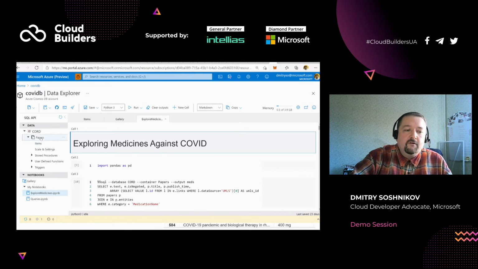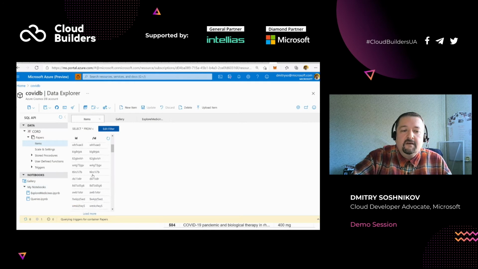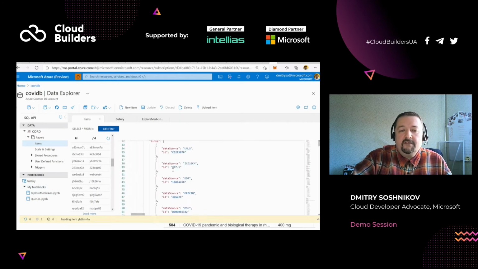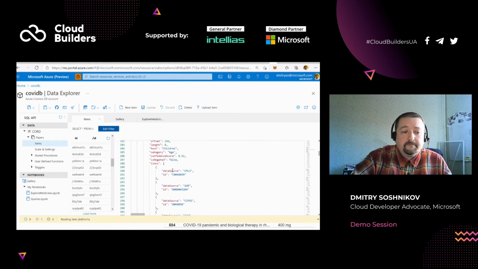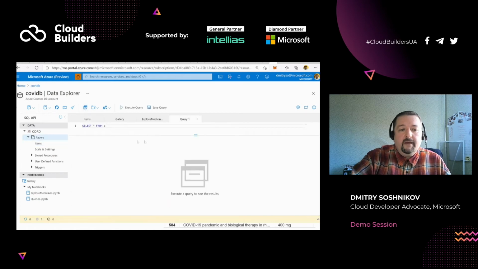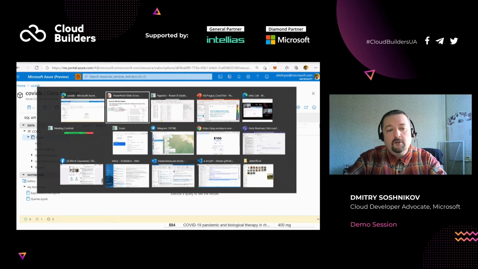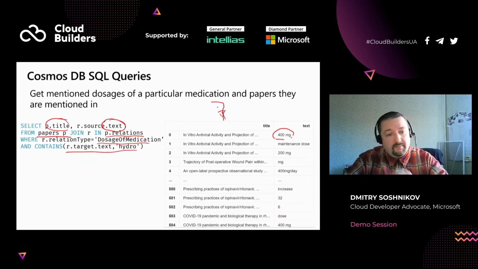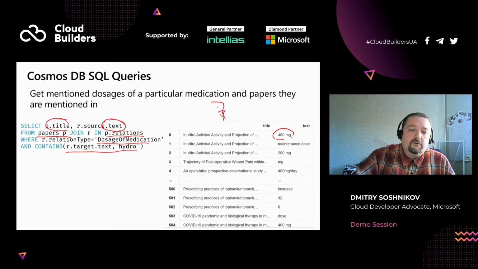So for example, I can go to my papers collection, and here I can see items, all the items in the database, and each item is, as I mentioned, a JSON document like this. And on top of that, I can do SQL queries right here. I can say I want to perform new SQL query. And here I can say select and so on. I will not do it for the sake of time, but you would know how to do it if you want.